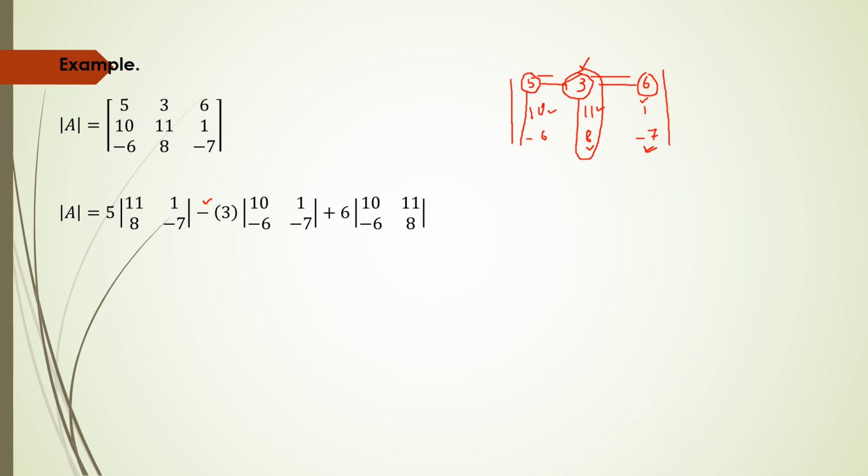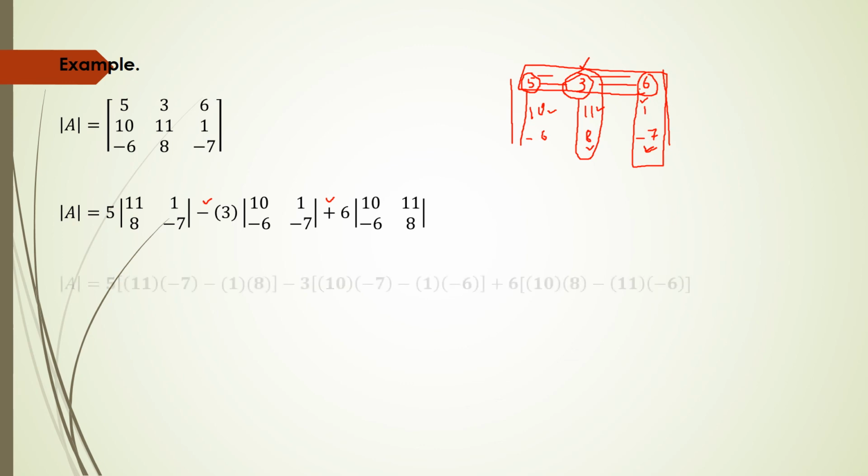Okay, if we expand this matrix to find the determinant by the first row, before the first element the notation will be plus, the second element the notation will be minus, and the third element the notation will be plus. Now this is plus 6 and the 6 occurs in the first row and third column, so leave the first row and third column, so the remaining elements which we have are 10, 11, minus 6 and 8.